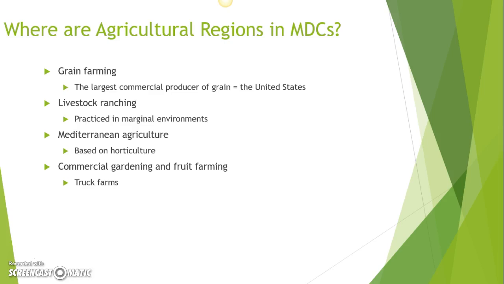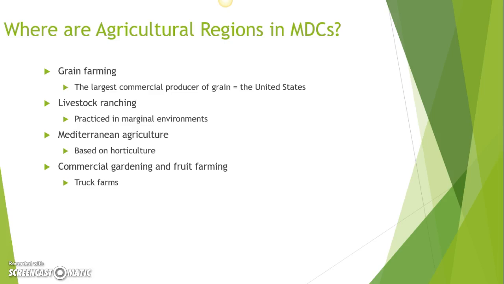We see Mediterranean agriculture actually here in the United States, in Chile, not just around the Mediterranean basin, and that's based on horticulture, which is basically the planting of specific plants, a lot of gardening, but it's not necessarily that huge, large scale agriculture that you're used to seeing, right? It's more like horticulture is closer to gardening in a lot of ways.